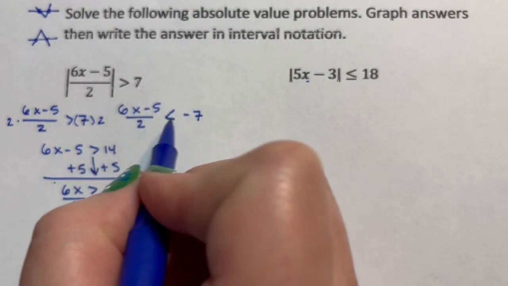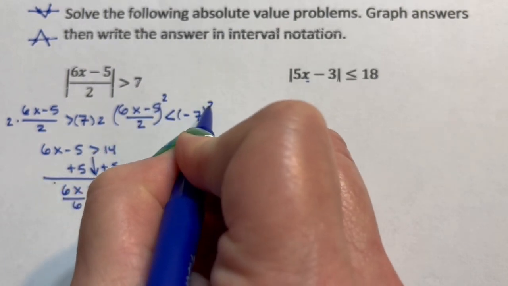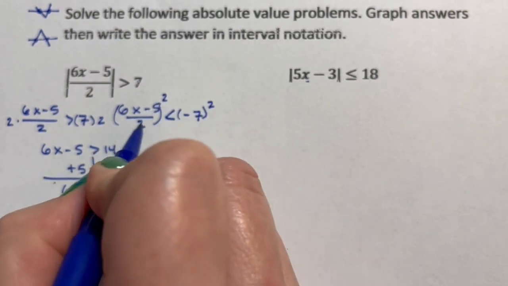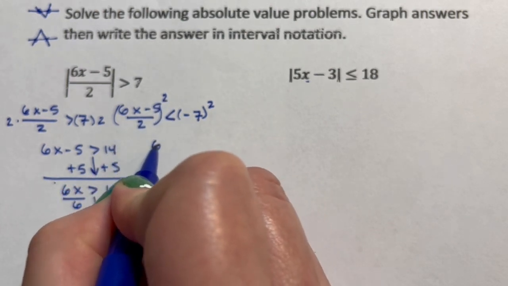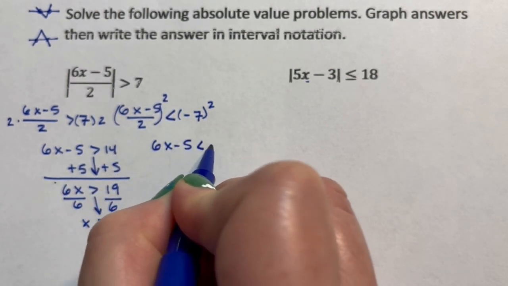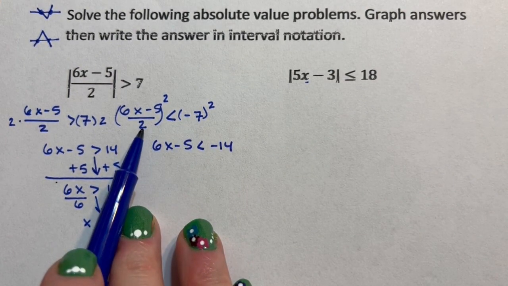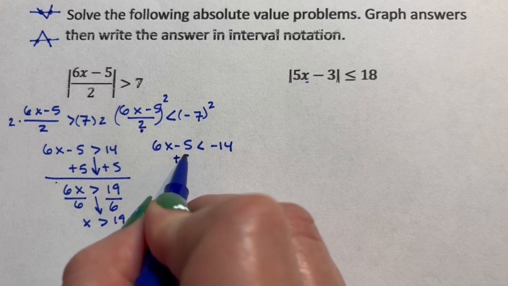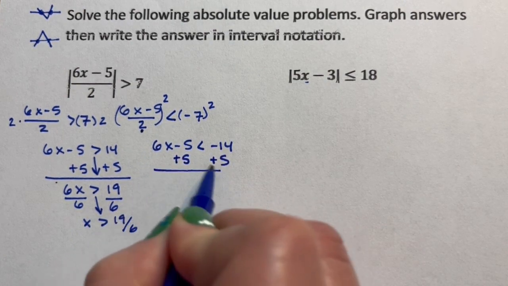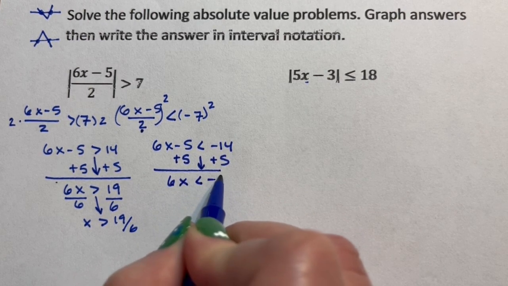Over here, same thing's happening. I multiply by 2. I don't care that the 7 is negative. I care that the 2 is positive. Because the 2 is positive, I'm going to have 6x minus 5 is less than negative 14. It doesn't matter where we're going. It matters what we multiply by. That less than sign stayed less than. Add 5 to both sides. The less than sign will stay. 6x is less than negative 9.